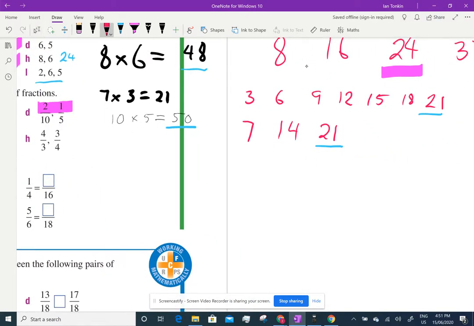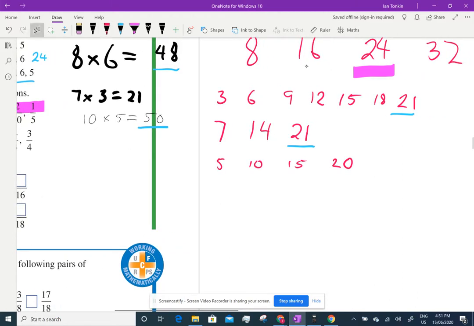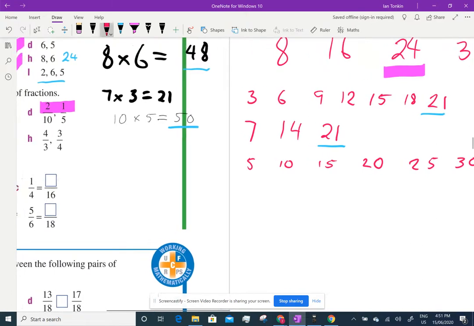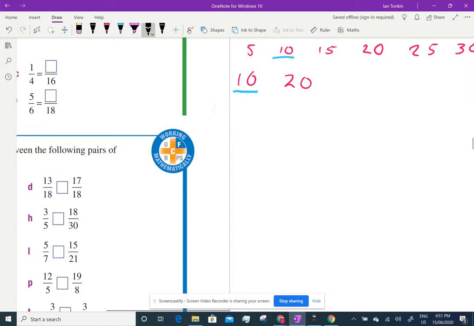So I'm going to go through my 5 times tables: 5, 10, 15, 20, 25, 30. Let's just stop there. Now if I do my 10 times tables, 10, 20, look, there it is. It's 10. The lowest common multiple of this one is 10. They both multiply out to 10. So finding the lowest common multiple is the key.